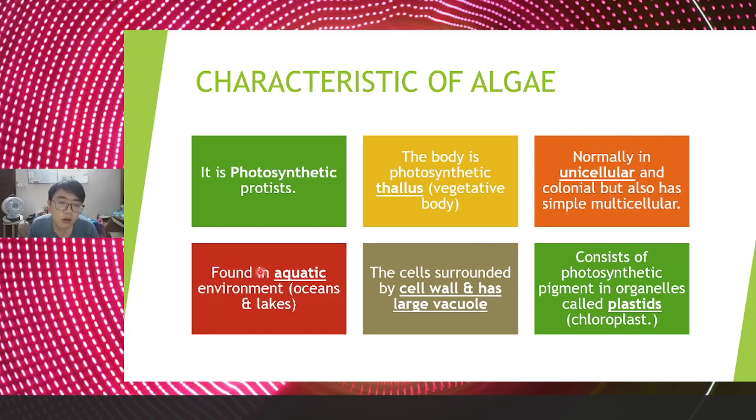And it is also found in aquatic environments like oceans and lakes. The cells are surrounded by a cell wall and it has a large vacuole. Alga has a cell wall and it also contains a large vacuole. And it also contains photosynthetic pigment in a plastid. It is not called chloroplast there actually is chloroplast, but in the alga it is called plastid.